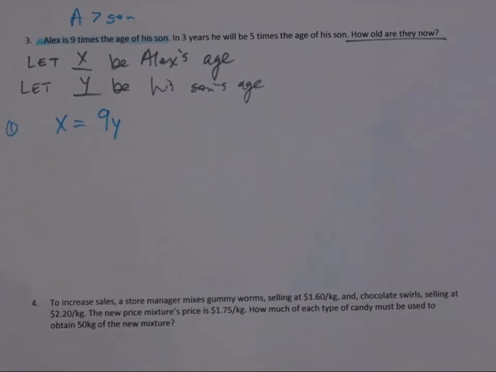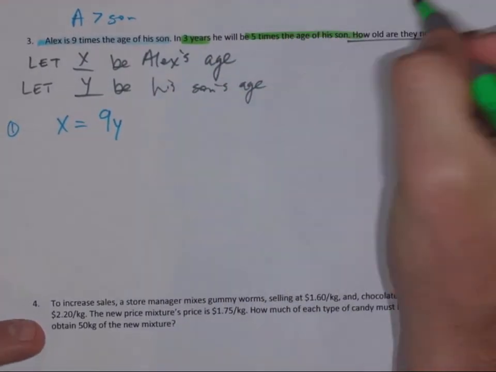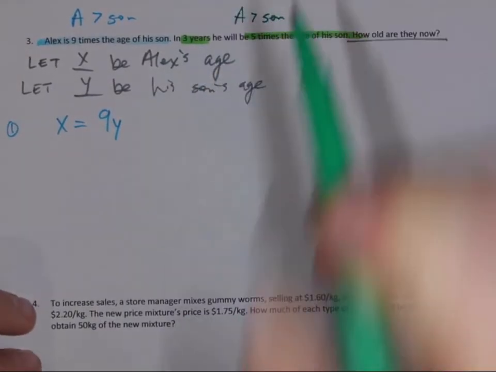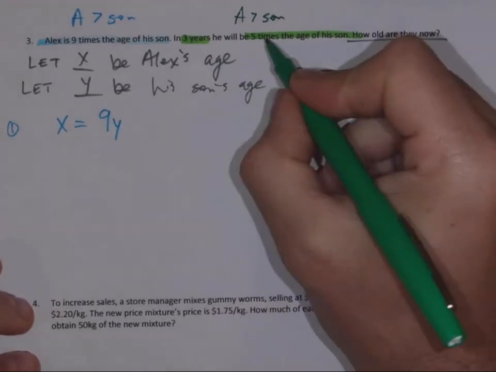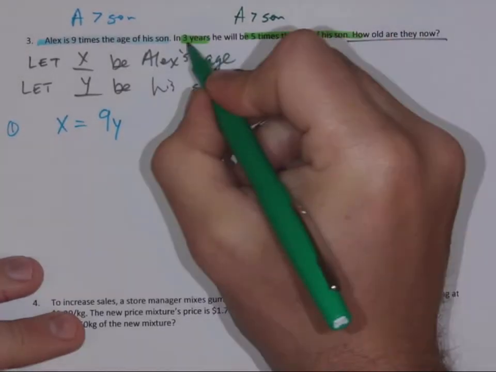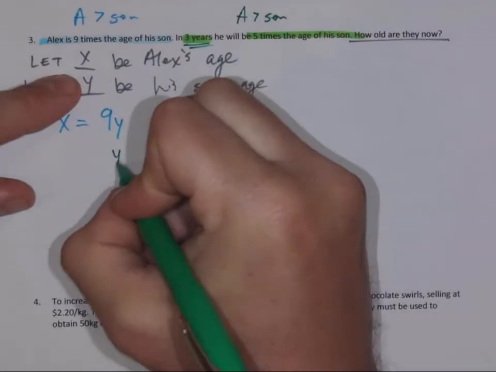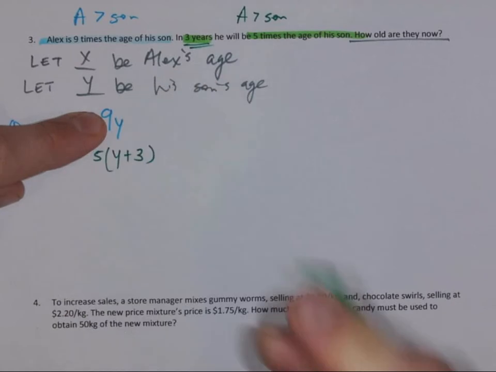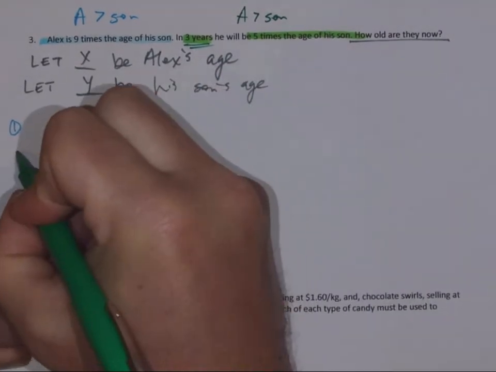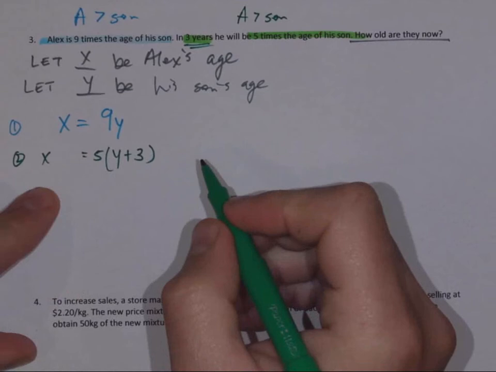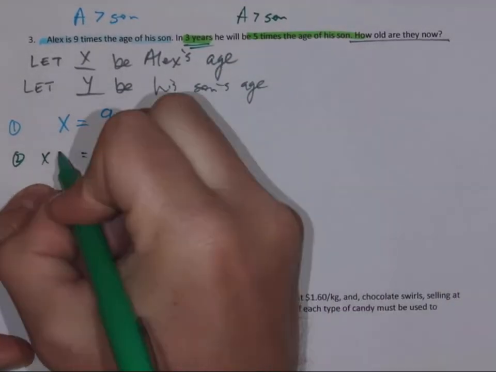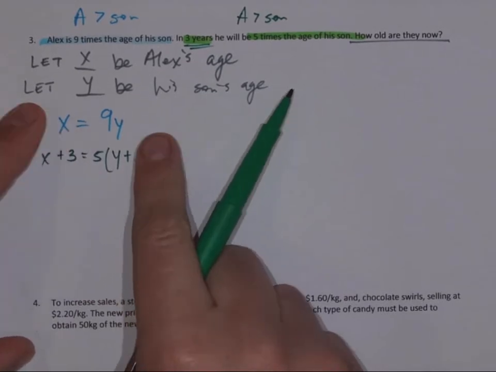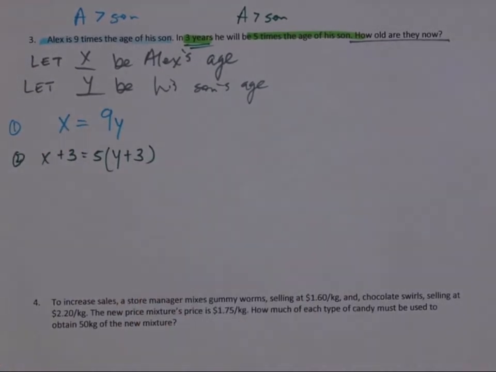Now, in 3 years, he'll be 5 times the age of his son. Alex is still going to be older. He'll still be older, so he'll be 5 times the age of his son. But in 3 years, his son will be 3 years older. Now we think about that will be 5 times. We also need to remember that in 3 years, Alex is also going to be 3 years older than he is right now. Now that we have 2 equations, we can go ahead and solve.